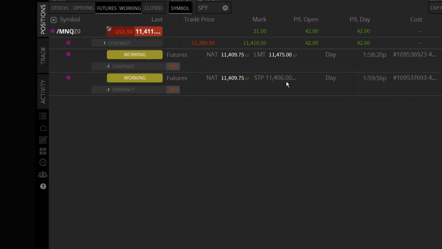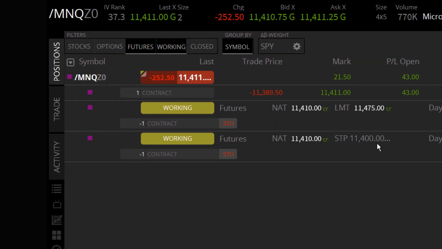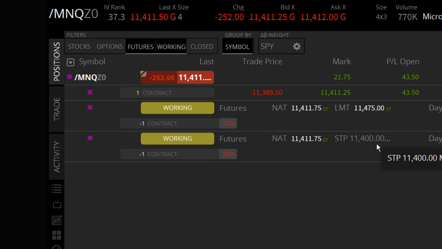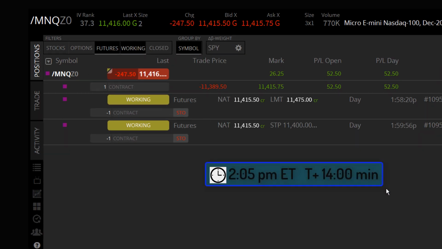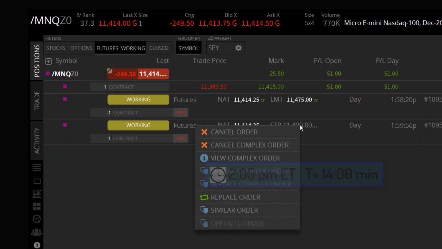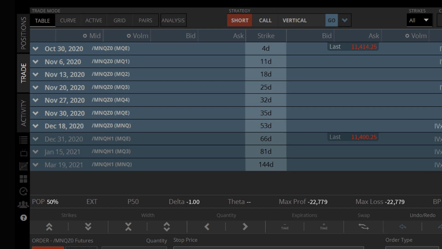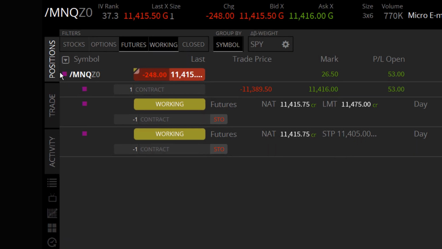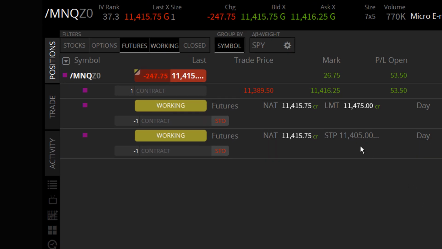I've been in the trade for about 11 minutes. My stop's still at 11,400. At 2:04, I'm in the trade for 13 minutes. I'm zipping along here because this was a particularly long trade, about 18 minutes, I think. It's 2:05 now. I'm in the trade 14 minutes. Time to readjust my stop order again. This time I'm going to put 11,405 in there. I'm trading up at 11,415, 417 right now.